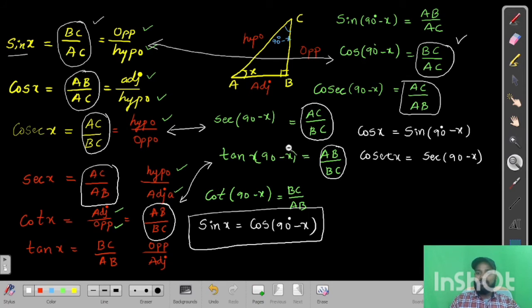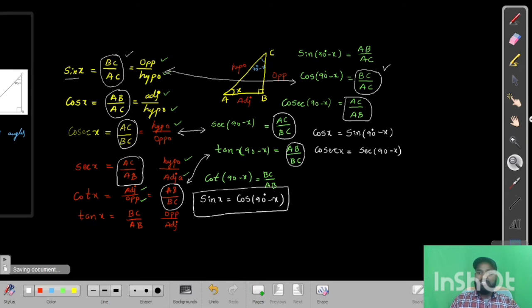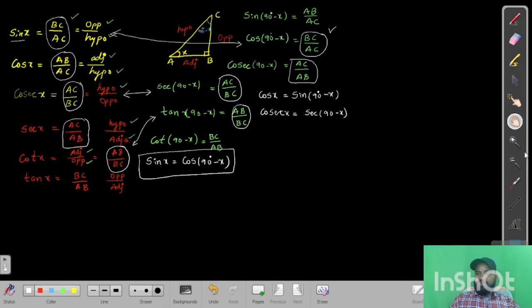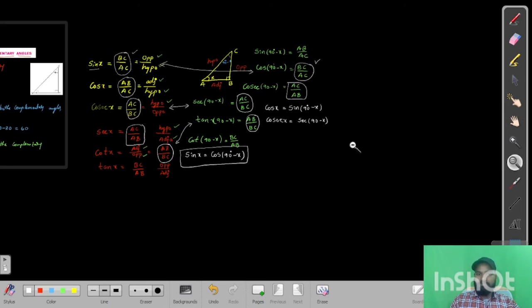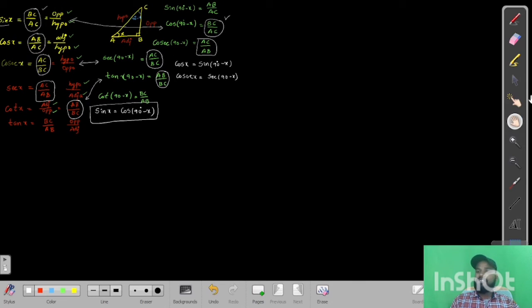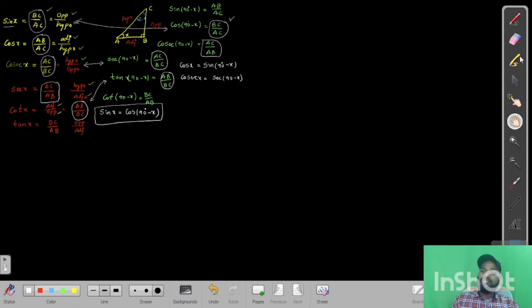So by this we will conclude. I will write all the ratios here for complementary angles. I will make it a little bit smaller. Is it visible? Okay, fine. So from first onwards, I will write here. Just a little bit more this side. Okay, right.